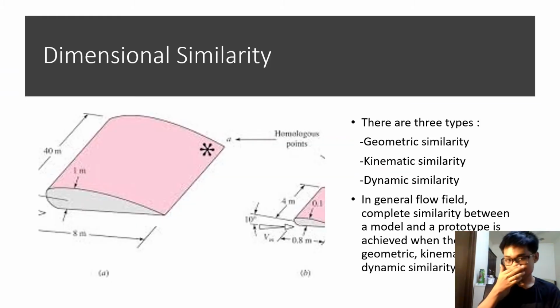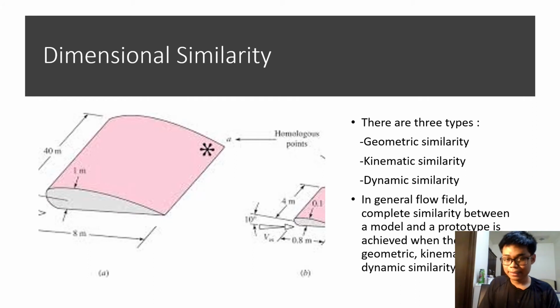The next one is dimensional similarity. So what is dimensional similarity? There are actually three types of dimensional similarity. The first one is geometric similarity. The model must be the same shape as the prototype, but may be scaled by some constant scale factor.